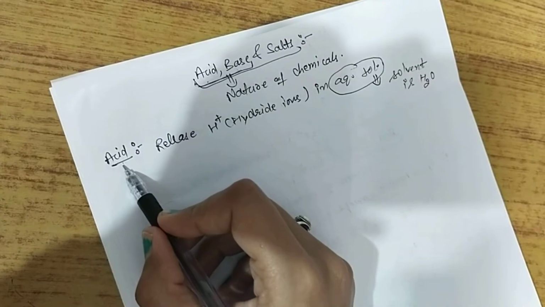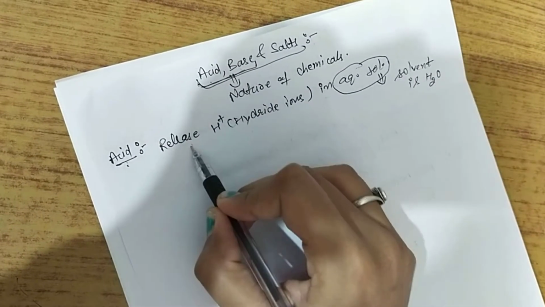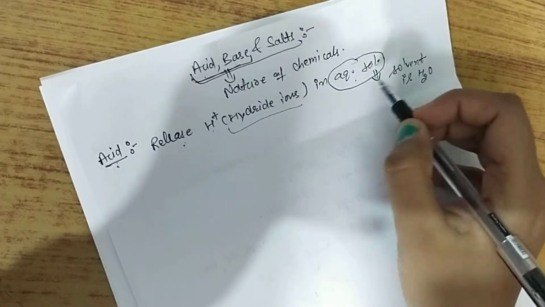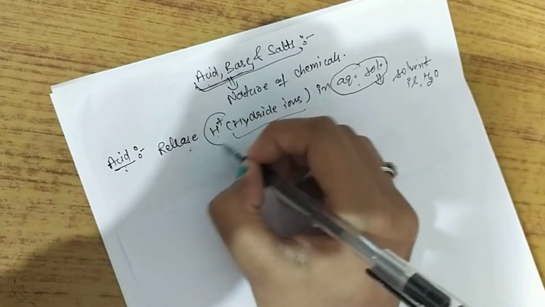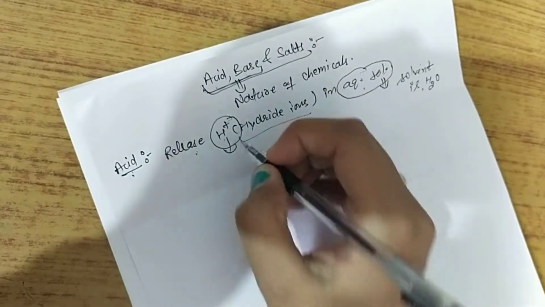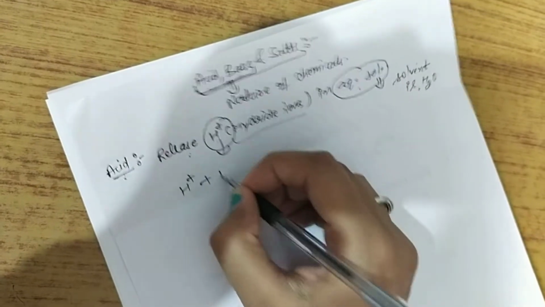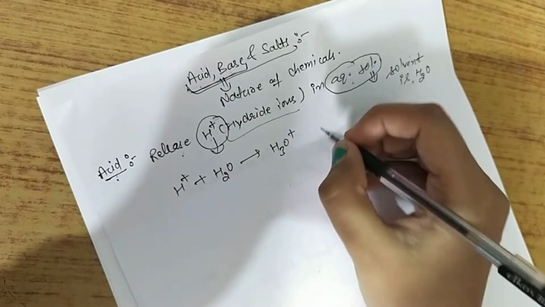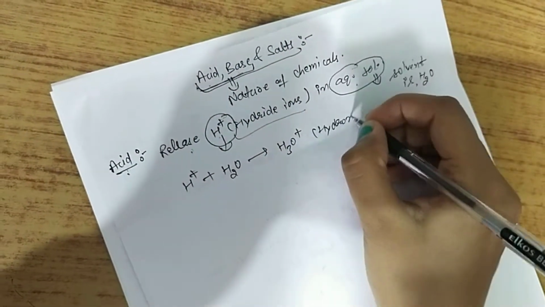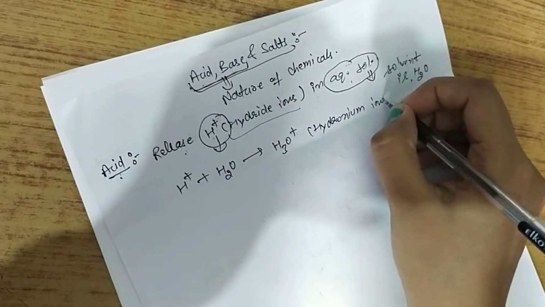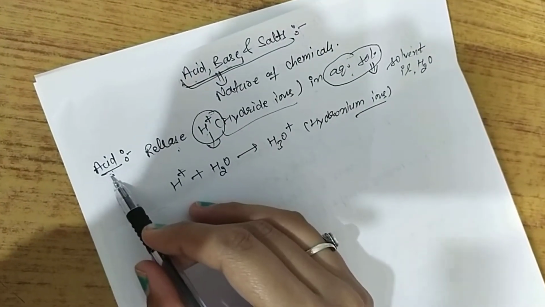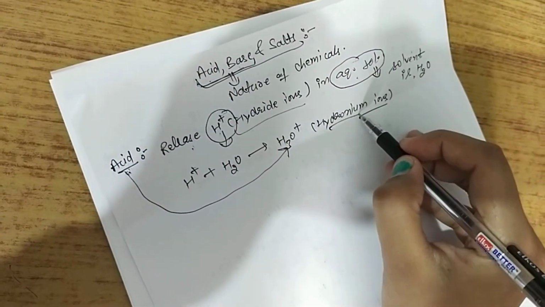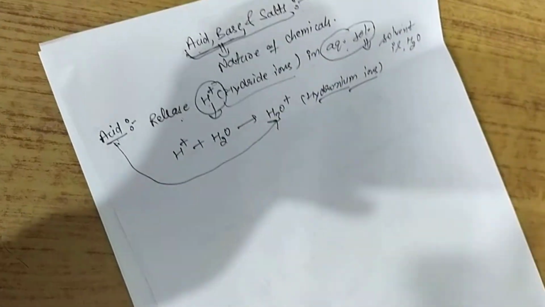So, an acid is defined as a substance which releases H positive ions, meaning hydride ions, in aqueous solution. After releasing the hydride ions, these hydride ions combine with the water molecule and provide hydronium ions. So an acid may also be defined as a substance which releases hydronium ions in aqueous solution.